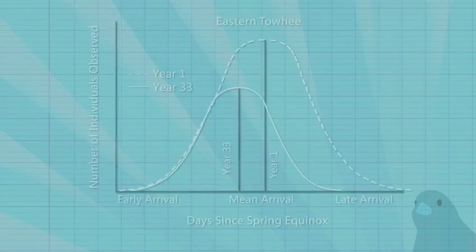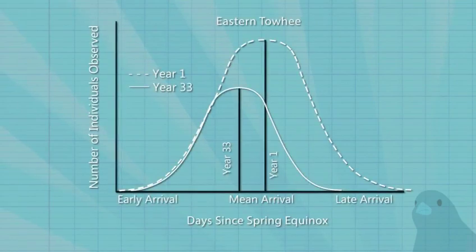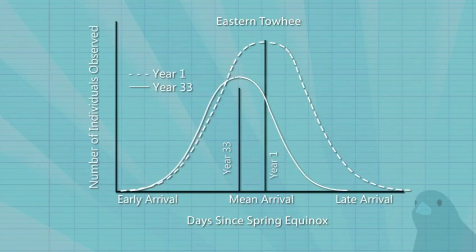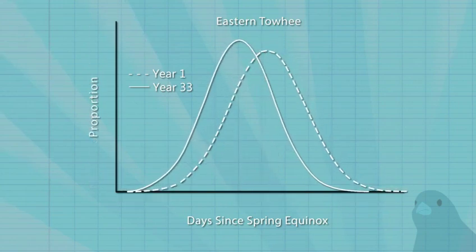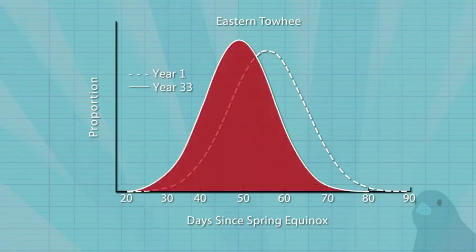It's easier to make comparisons on the eastern towhee data if we convert each bell-shaped smooth histogram into a normal density curve. To do this, we change the scaling on the y-axis from a simple count of the number of birds observed to a relative frequency, or proportion. With this new scale, the total area under the density curve is 1. Even though these curves are based on different numbers of birds, the area under each density curve represents 100% of the birds in each sample.